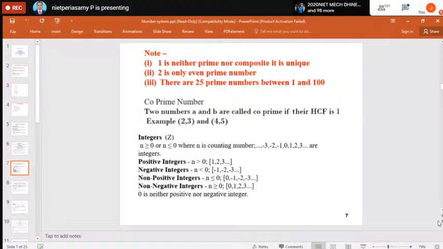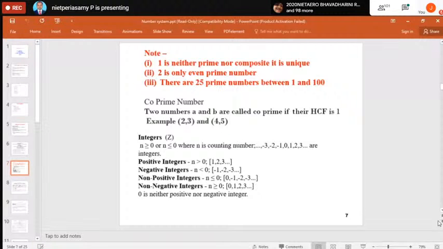The first one is positive integers. The second one is negative integers, then non-positive integers and non-negative integers. Positive integers are purely greater than 0: 1, 2, 3, etc. Negative integers are purely less than 0: -1, -2, -3, etc.